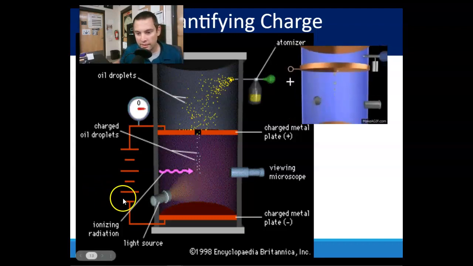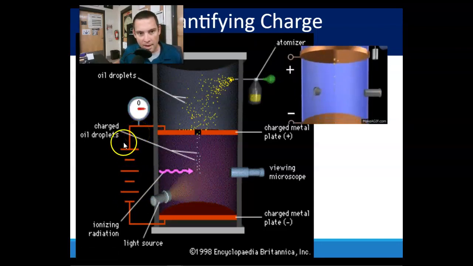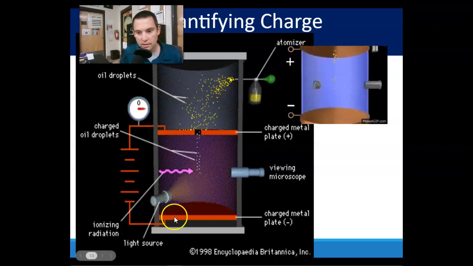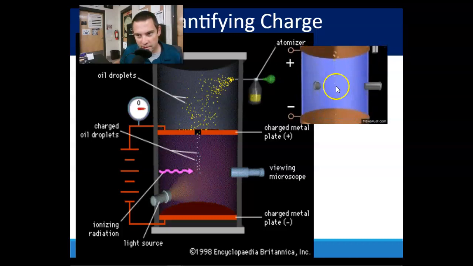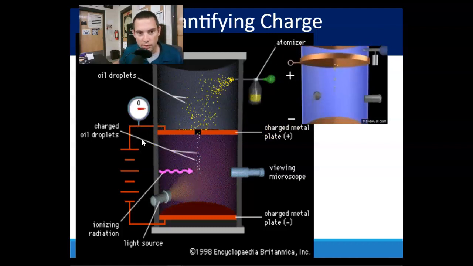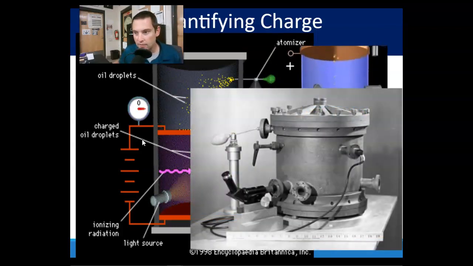So this guy Millikan was able to change the amount of charge on these plates until just enough to where he could suspend the charges. And from that, he was able to determine the charge of an electron or a proton, the elementary charge, which is 1.6 times 10 to the negative 19.